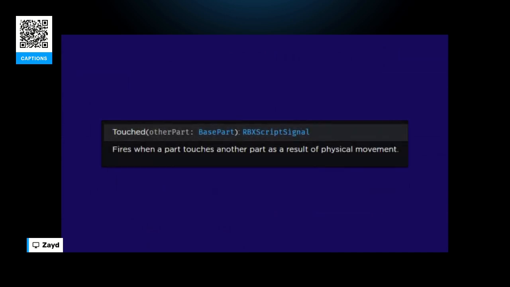And the one that we're looking at mostly today is the Touched event. This is what the event name is, which is just Touched. This is what's going to be returned to us when the Touched event is fired, which is just going to be a part. And finally, this is what is going to be the returned event connection.